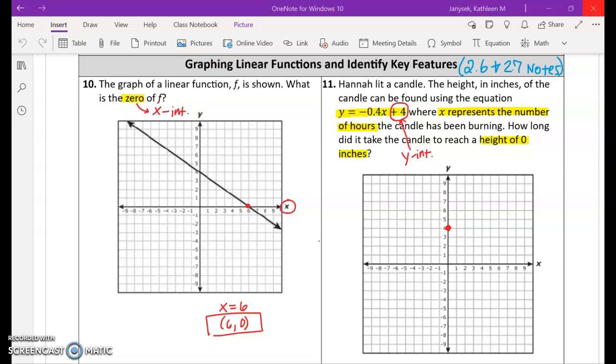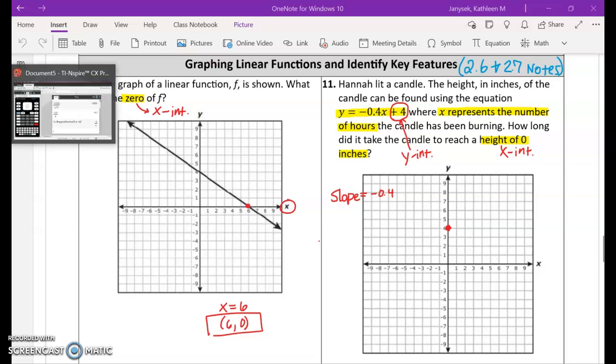Now it wants to know how long did it take the candle to reach a height of 0 inches. So right now the height is at 4 inches. When will it reach 0 inches? So basically, when will it touch the x-axis? We really want the x-intercept. That's what it's really ultimately asking for. But our slope is really weird for this problem. Our slope, it gives us, is negative 0.4. And so if it's a decimal, I need a rise and a run, and that makes it difficult.